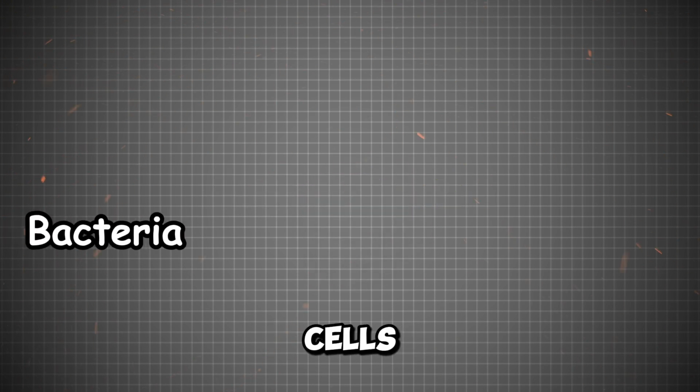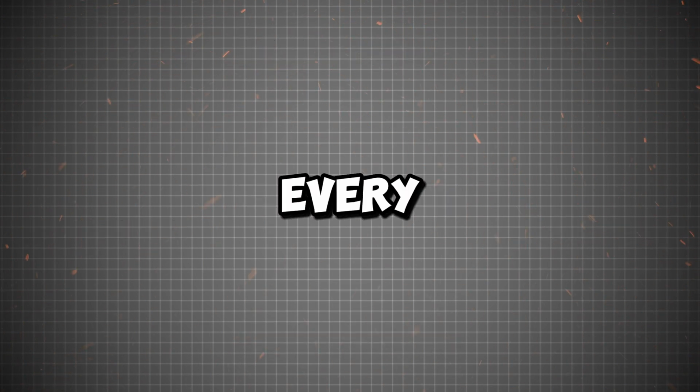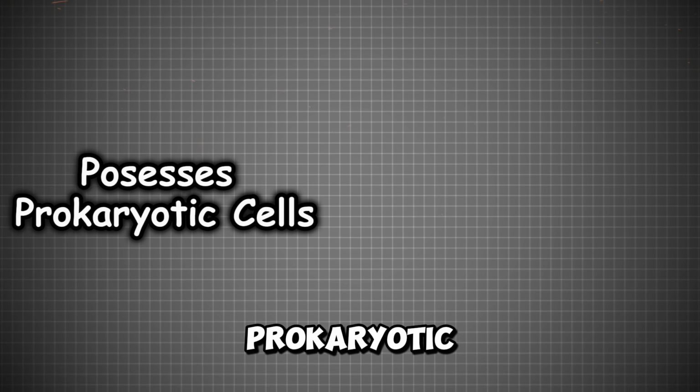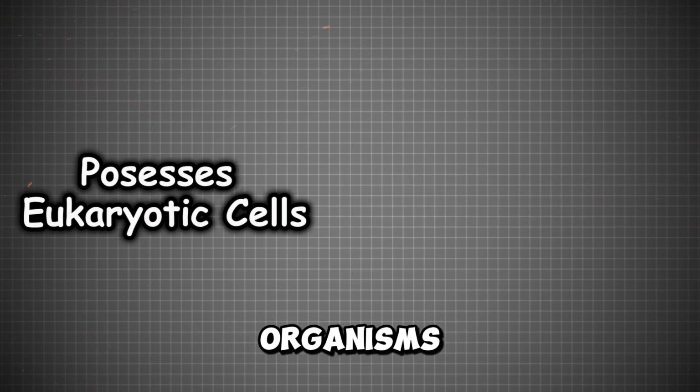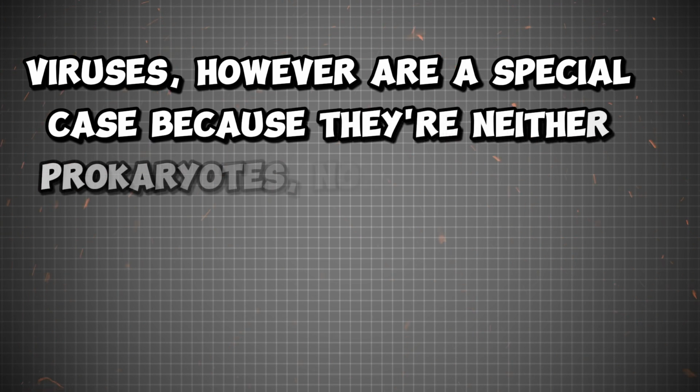Bacterial cells and cells from a close relative of bacteria called archaea are prokaryotic. Basically every other living cell is eukaryotic. As you might have guessed, organisms that contain prokaryotic cells are called prokaryotes, while organisms that contain eukaryotic cells are called eukaryotes. Viruses, however, are a special case because they're neither prokaryotes nor eukaryotes, but we'll come to those later.